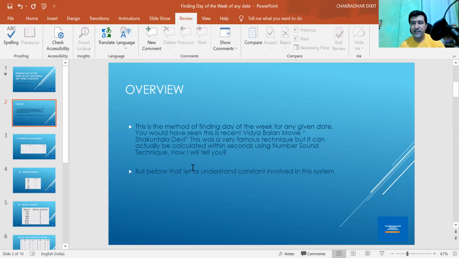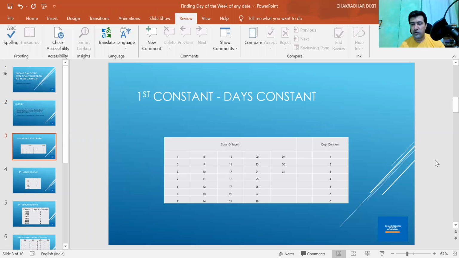Before starting that, we need to understand certain constants. Our first constant is the days constant. Days constant means 1 to 30 days we have, for every day there's a constant, but that's not too difficult, because we have to divide that day. Like if your date is on 18, you have to divide it by 7, and then the remainder, 18 divided by 7 will give you 4 as remainder. So for 18, 4 will be your days constant.